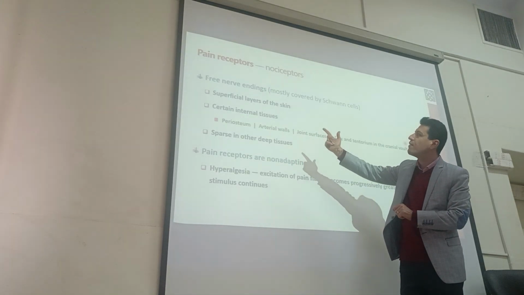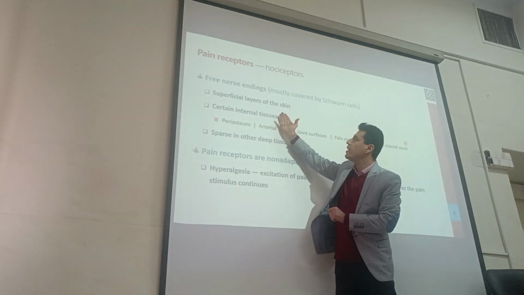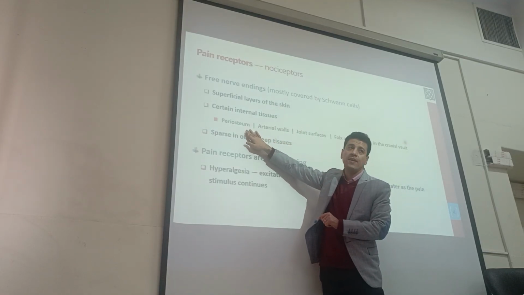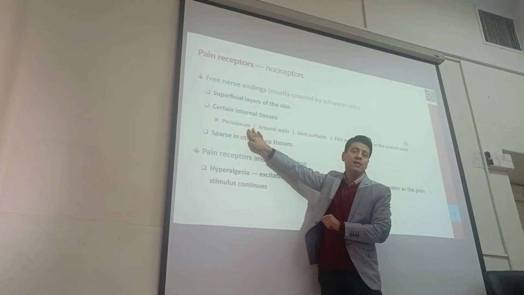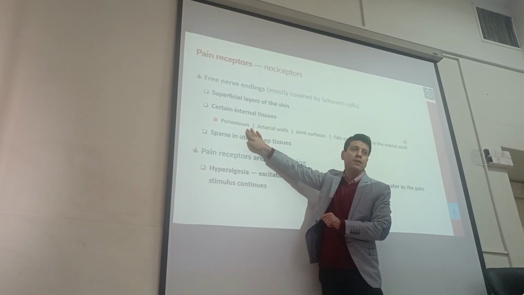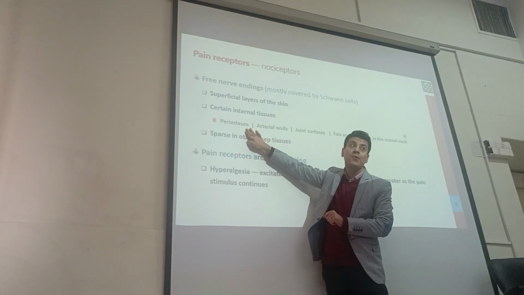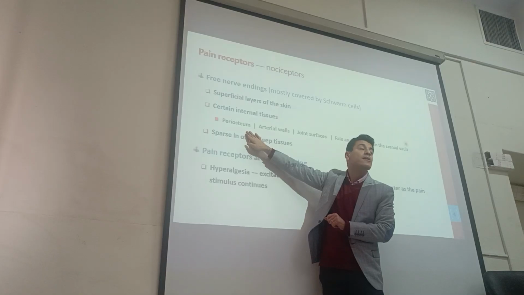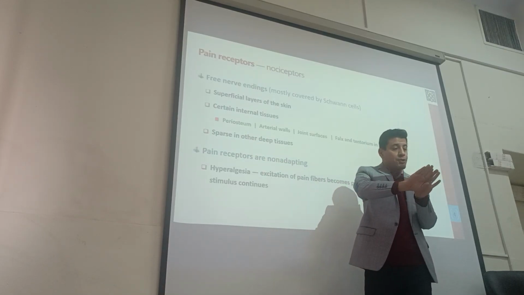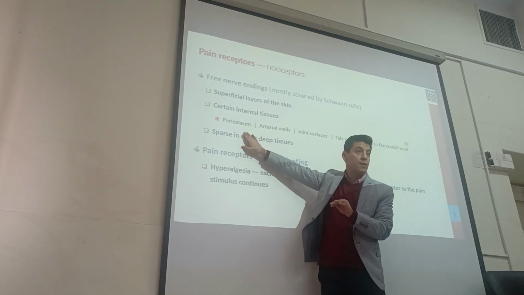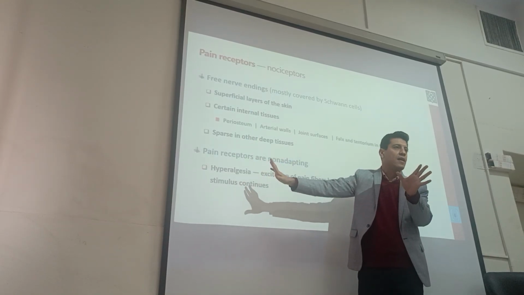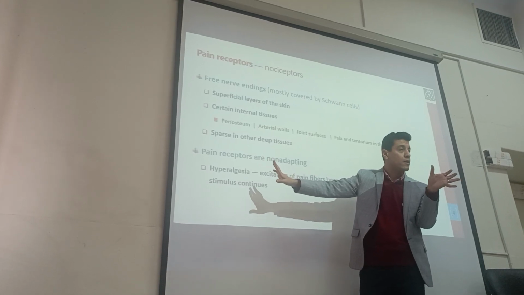So free nerve endings are abundant in superficial layers of the skin and in some other tissues like periosteum. What is it? Periosteum? Yeah, in the bone. So the layer that covers the bone is called periosteum. So in the periosteum we have a lot of free nerve endings that are nociceptors, right?